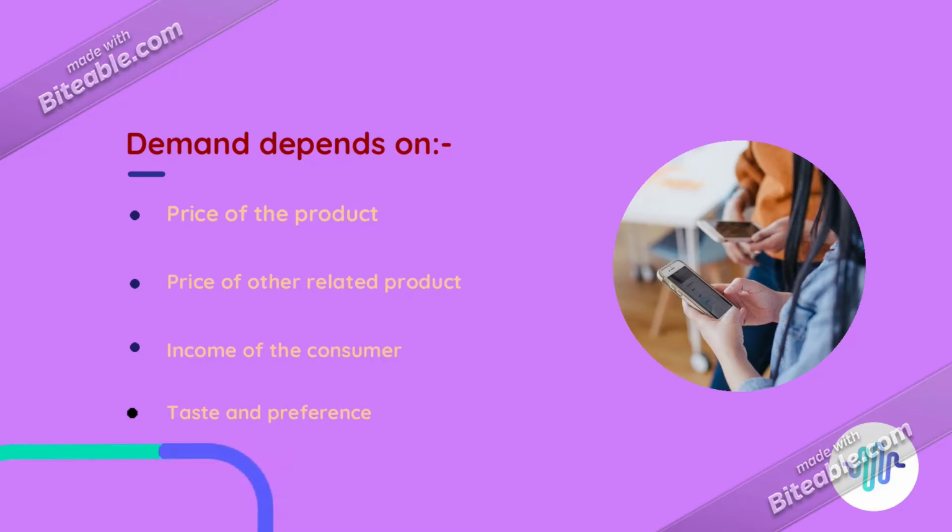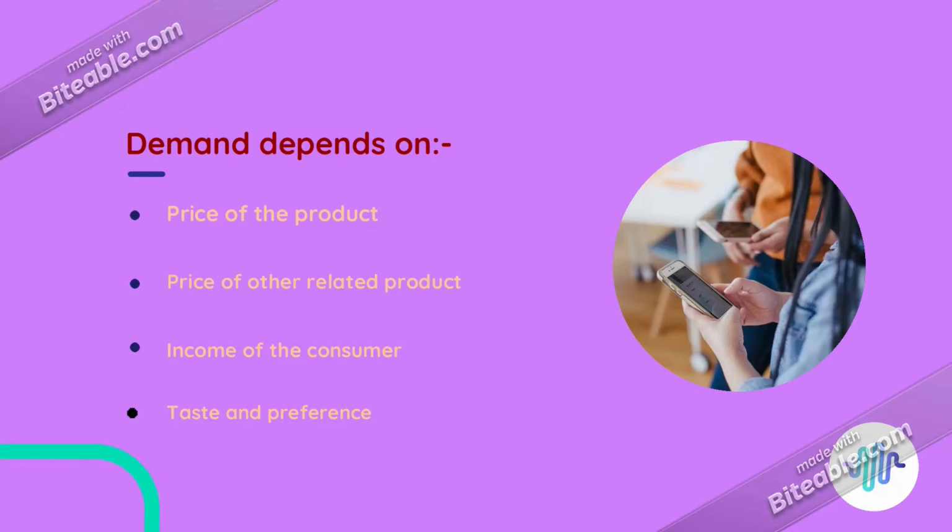And the second factor is price of the related product. For example, a consumer wants to buy a mobile. Then what does the consumer do? They will go on comparing the prices of other different mobiles which have the same working features. Finally, they'll purchase the one which has a reasonable price.